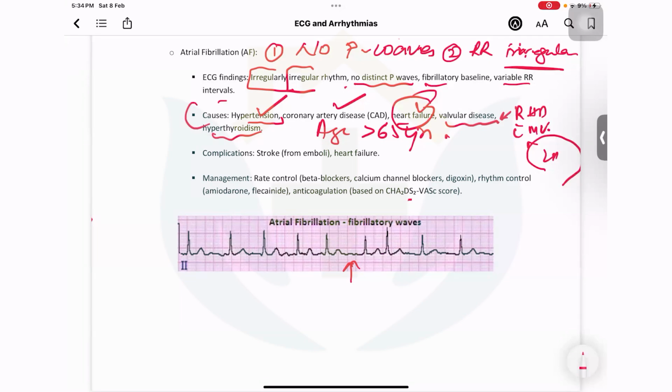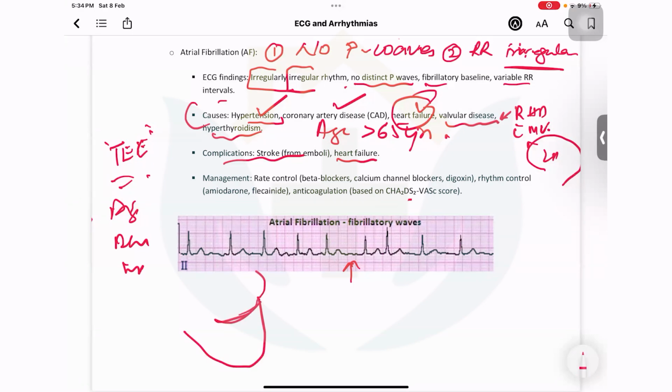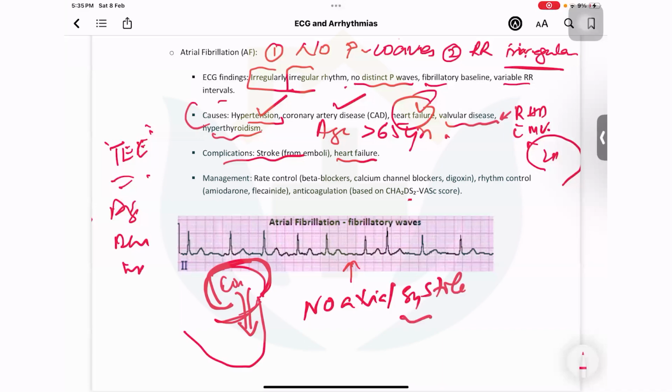How can it complicate? It can complicate by thromboembolic events. So these patients can have stroke, heart failure, digital gangrenes, renal failure, infarctions. So all of them can happen. Mesenteric ischemia, all of them. Why? Because atrial fibrillation means the atria is not contracting, so it is not pushing the blood into the LV, because there is no atrial systole happening. You have to understand that there is no atrial systole because there is no P wave.